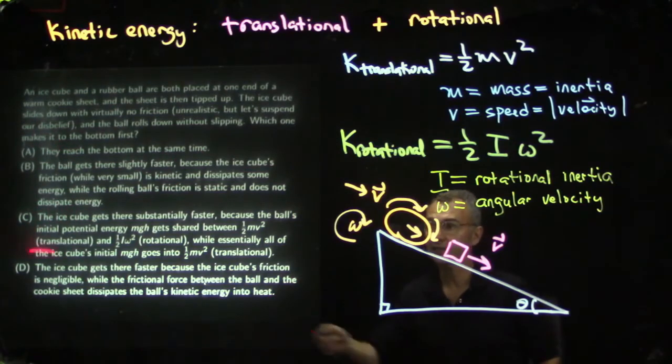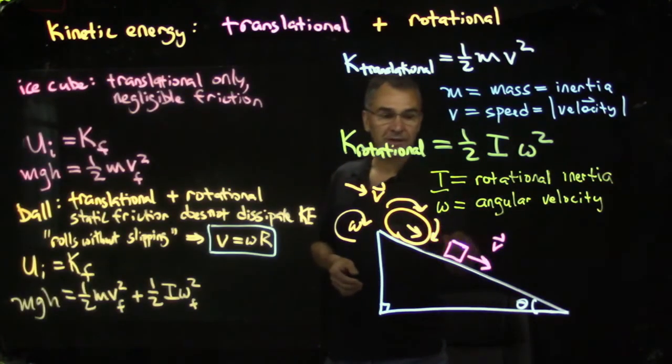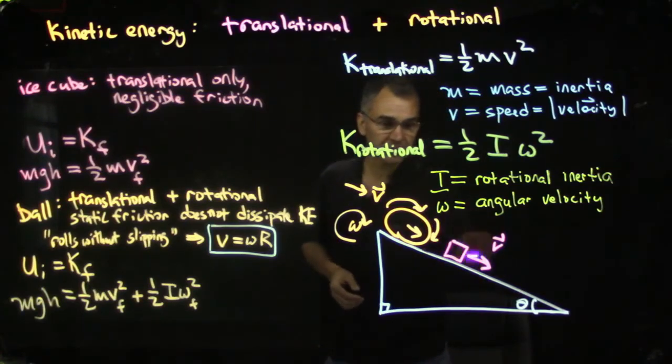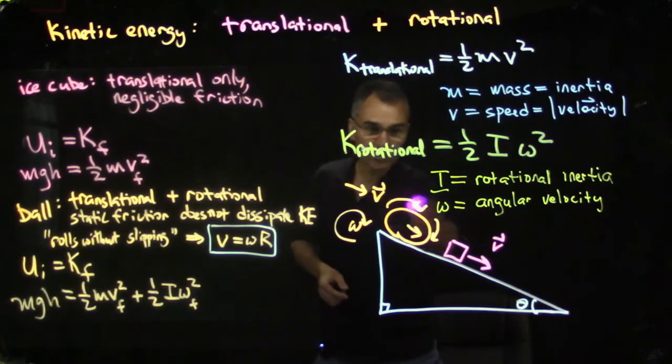So let's see if we can work through C and see if argument C makes sense. So the ice cube just translates down the ramp. It just slides down the ramp. It's not rotating, it's just sliding straight down the ramp. Whereas the ball is rolling without slipping as it goes down the ramp.